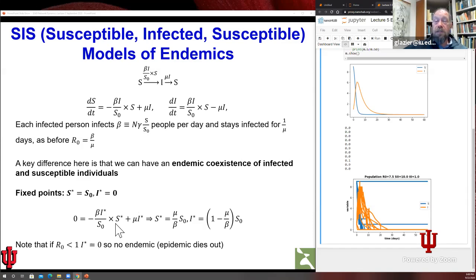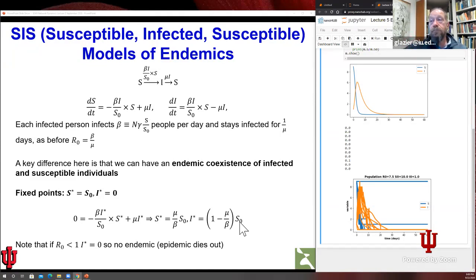But I can also set dS by dt equal to 0. I set I naught to 0. That means beta over S naught times S plus mu is 0. In other words, if I star is equal to 1 minus mu over beta, that is 1 minus 1 over R naught times S naught, then I have a stable situation. And so my herd immunity criterion for SIR models is a stable, what's called an endemic.